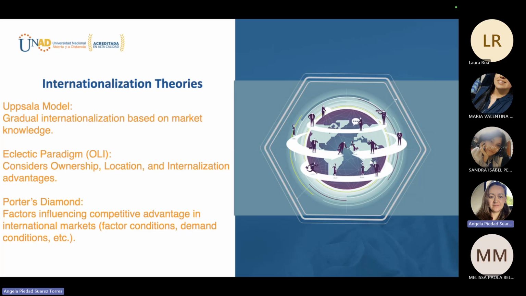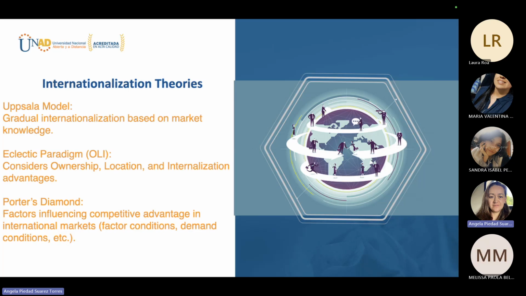The second element is market knowledge. The model emphasizes the importance of acquiring market knowledge, and companies learn about foreign markets gradually. This knowledge reduces uncertainty and risks. One element that is very important in this Uppsala model is just a small risk. The companies don't want to face higher risks.